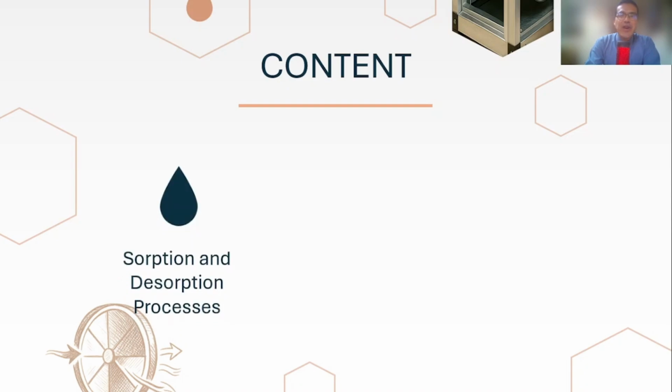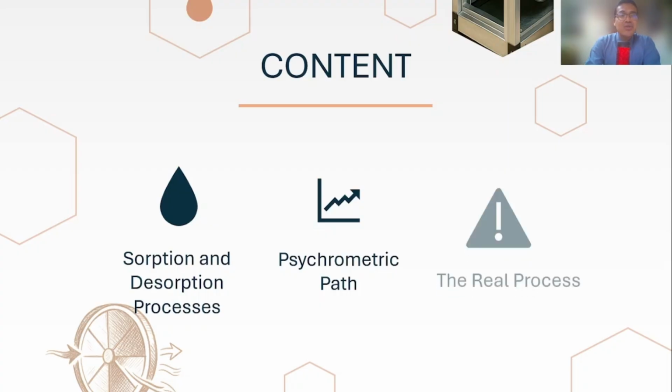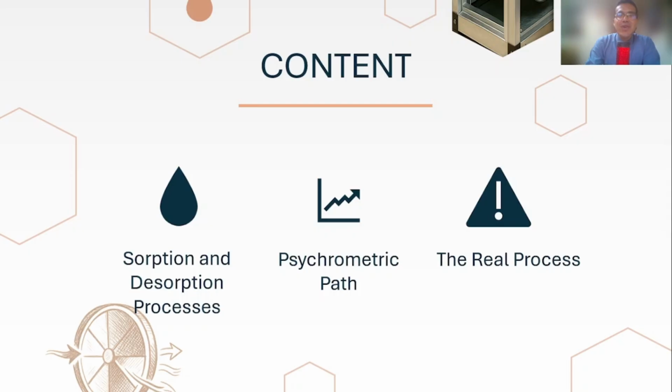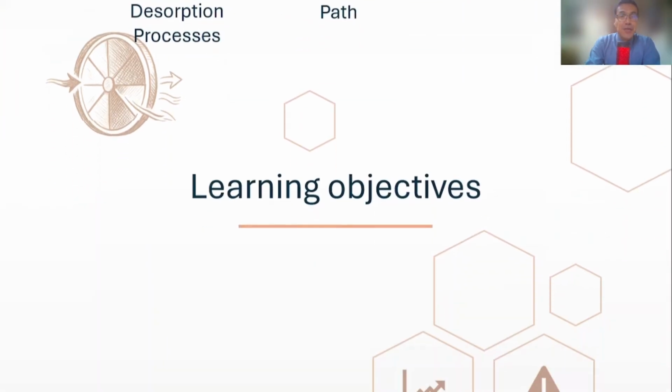In this video, we'll explore three key aspects of desiccant thermodynamics. First, we'll describe the fundamental processes of sorption and desorption. Then, we'll interpret how these processes appear on the psychrometric chart. And to conclude, we'll discuss how real systems deviate from the ideal case.